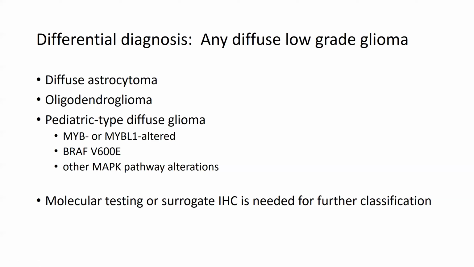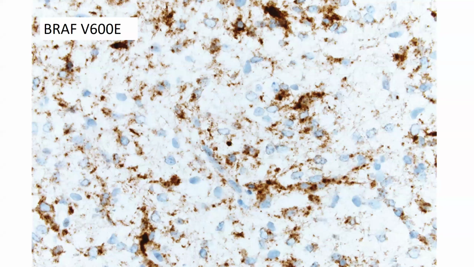So the differential diagnosis here is really any diffuse low-grade glioma, including astrocytic lineage and oligodendroglioma lineage tumors. Those would be considered the adult type tumors, and then really any of the pediatric type diffuse gliomas. So this morphology would be consistent with the MYB and MYBL1 altered tumors that I already discussed, and also tumors that have a BRAF V600E or other MAPK pathway alterations. This is a tumor category where molecular testing or surrogate IHC is really needed to reach a definitive diagnosis. And in this case, this tumor did show reactivity for BRAF V600E.